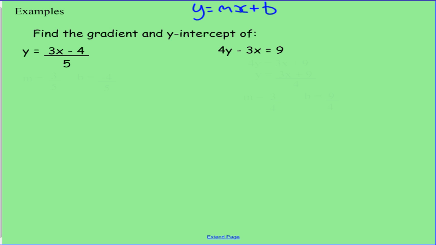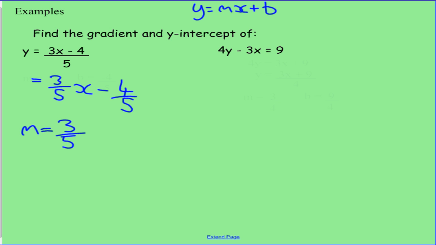So what we need to do is separate our denominator and make it y equals 3/5 x minus 4/5. If everything's being divided by 5, we can separate that out and have each term being divided by 5. Now it becomes a little easier to identify our gradient and our y-intercept. Our gradient m is equal to the coefficient of x, and our coefficient is simply 3/5.